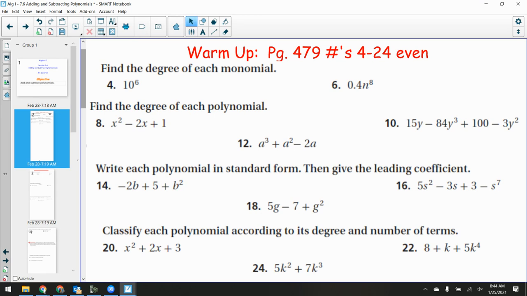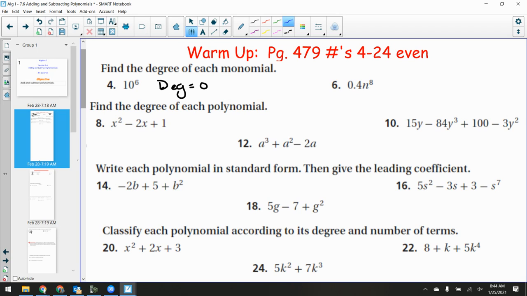Okay, for number 4, we just talked about this in the classroom, but remember that 10 to the 6th is just really a number, just a number. And if I'm thinking about what the formal definition of a degree is, it's the powers on the variables, right? It's the exponents on the variable. So the degree there, since it's just a number, the degree would be 0.